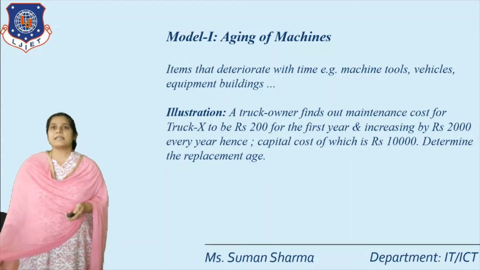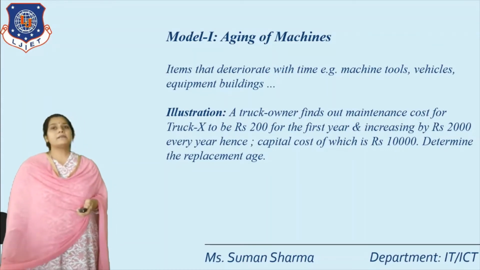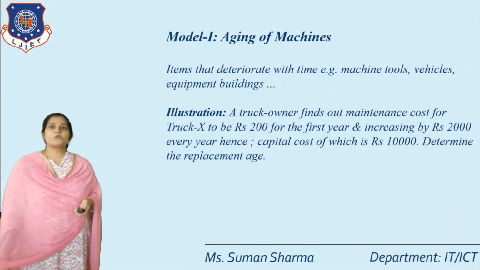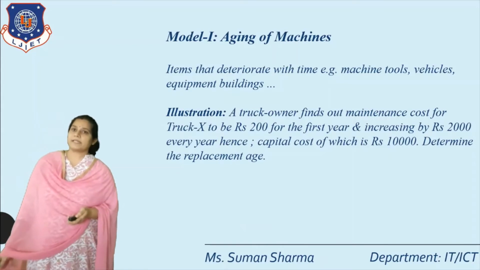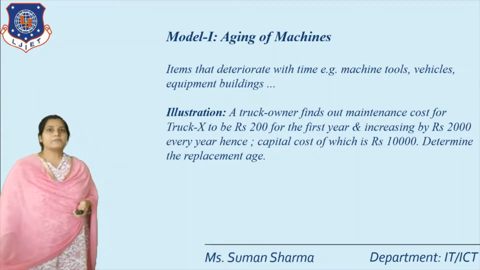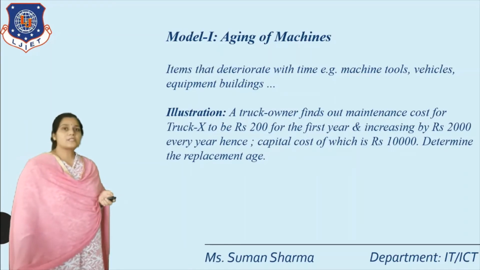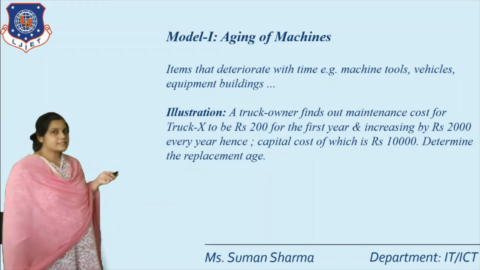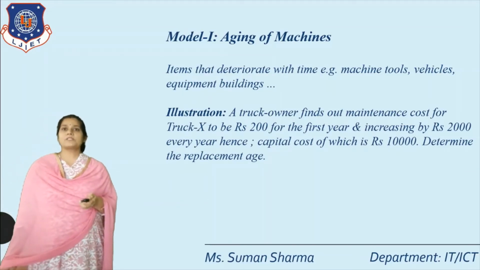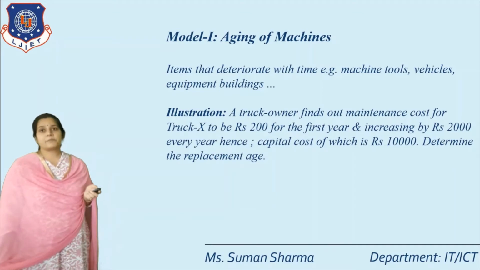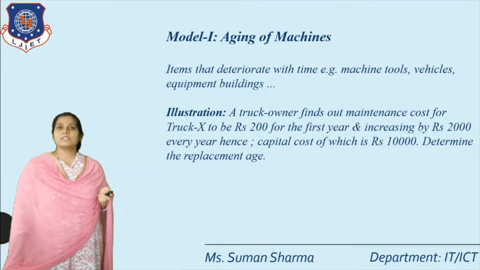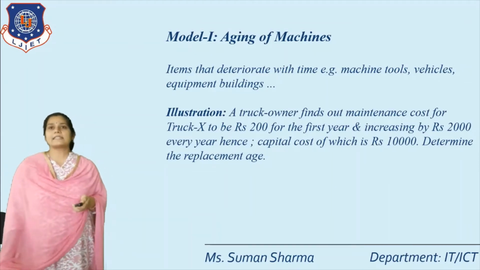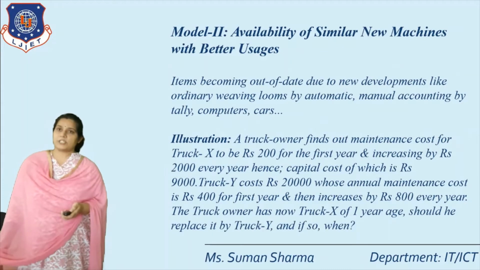Model 1 is aging of machine, that means items that deteriorate with time, for example machine tools, vehicles or equipment, buildings. The example is a truck owner finds out maintenance cost for truck X to be rupees 200 for the first year and increasing by rupees 2000 every year. The capital cost of which is rupees 10,000. So, determine the replacement age.